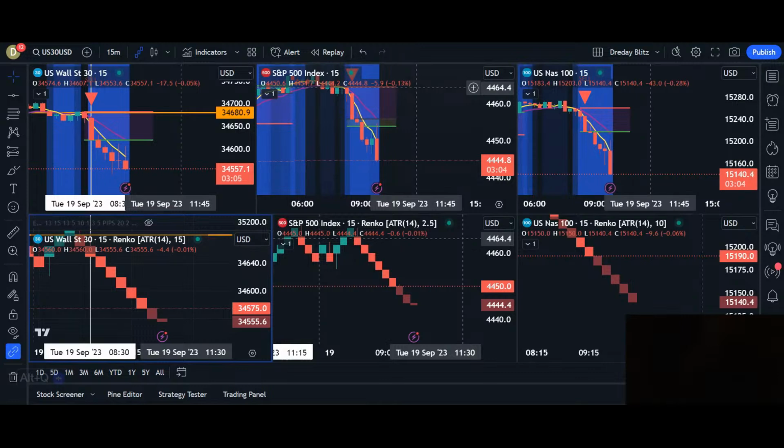So if you were looking only at the candlesticks, you may have had the hesitation of getting out of the trade, but when you focus only on the Renko bars, you would still be in that trade. And currently, the market is still tanking right now.